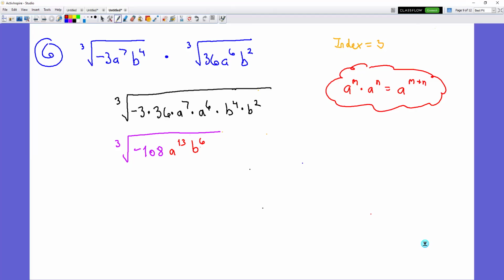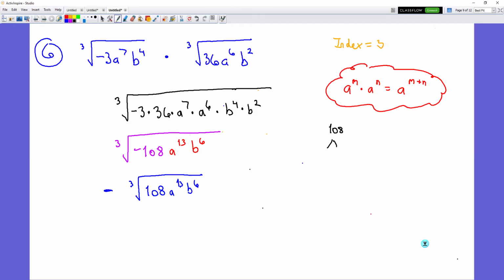Now the next thing we'll do is a factor tree for that -108. But of course, remember that because it's a negative inside the cube root, we can go ahead and take out that negative. So we have negative cube root of 108, and then a to the power 13, b to the power 6. So now the next thing we'll do, like I said, is do that factor tree for 108. Remember, looking for a group of 3 numbers.